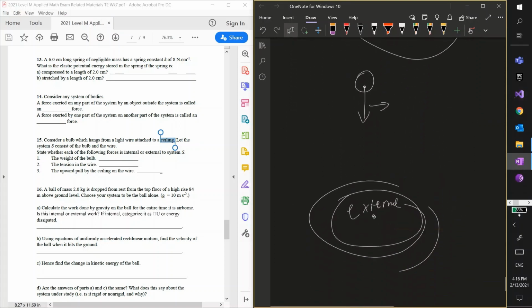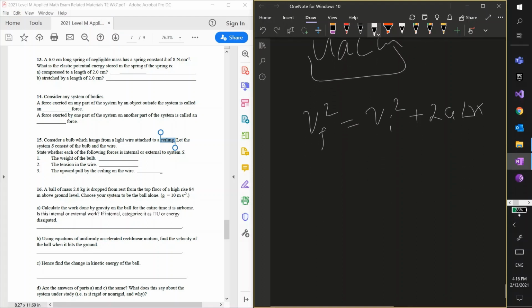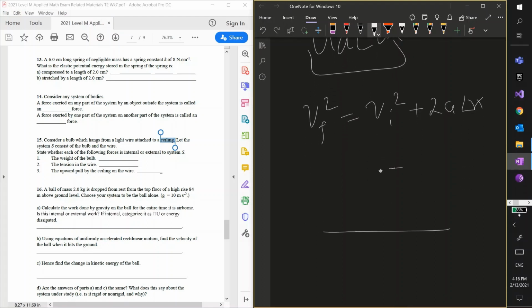Okay, now part B. Using the equations for uniformly accelerated motion, UACM, find the velocity. So we know that V final squared is equal to V initial squared plus 2A delta x. Now your ball was over here. Take this to be your origin. Your acceleration is downwards and your direction of motion is also downwards. You're moving away from the origin, so your acceleration must be negative. Your initial velocity is 0 because the ball wasn't moving initially.